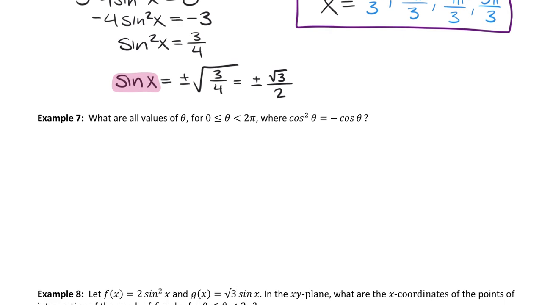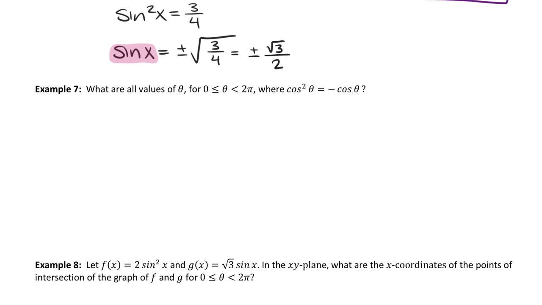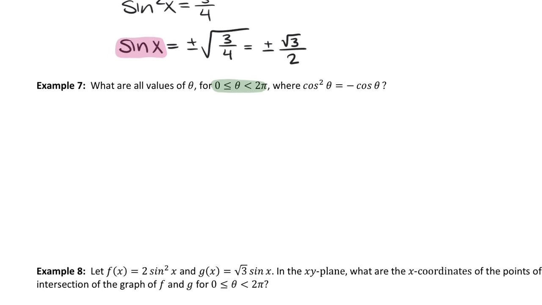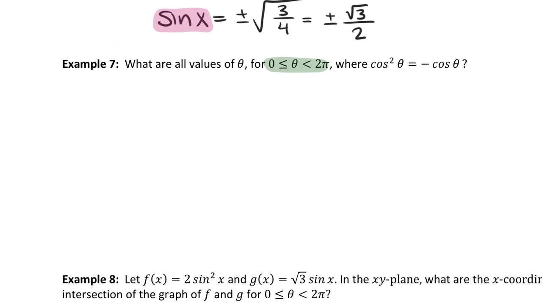Example 7. Let's take it up a notch. It says, what are all values of theta between 0 and 2 pi? So we're not writing general solutions here again. Even though it said the word all, the domain restriction takes over. We're just going to answer with some angles where cosine squared of theta is equal to negative cosine of theta. All right, let's get this one started.